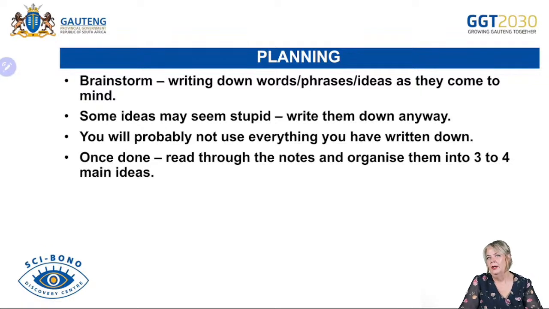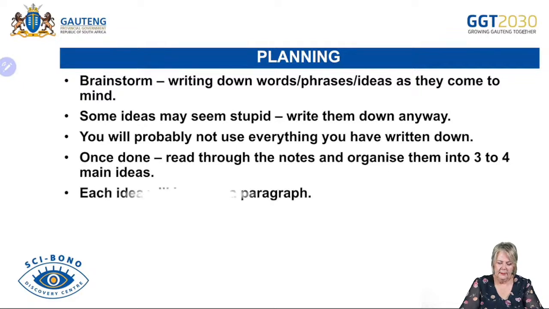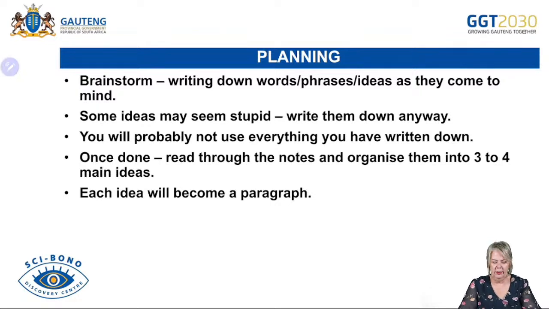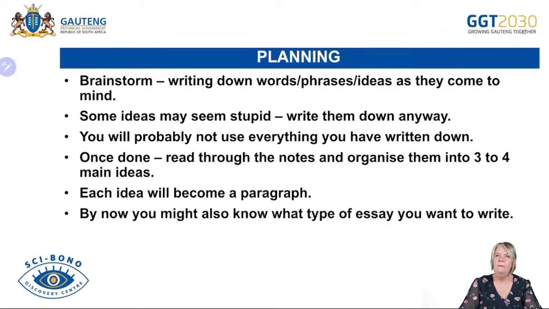Remember, sometimes you might need 5 ideas, who knows? But the rule of thumb would be around 3 to 4 ideas. Then you'd have an introduction, 3 to 4 paragraphs in which you develop your thoughts, and then your conclusion at the end, which comes down to 5 paragraphs. But there's no limit. Please remember that. Each idea will most probably become a paragraph. So you've got a main idea and you elaborate on that idea, and that becomes a paragraph.